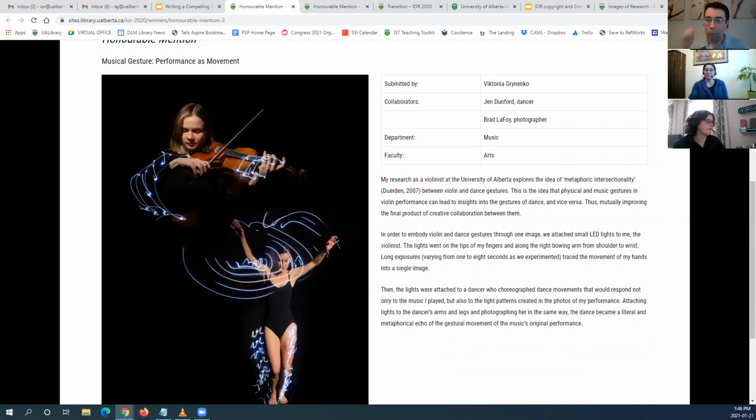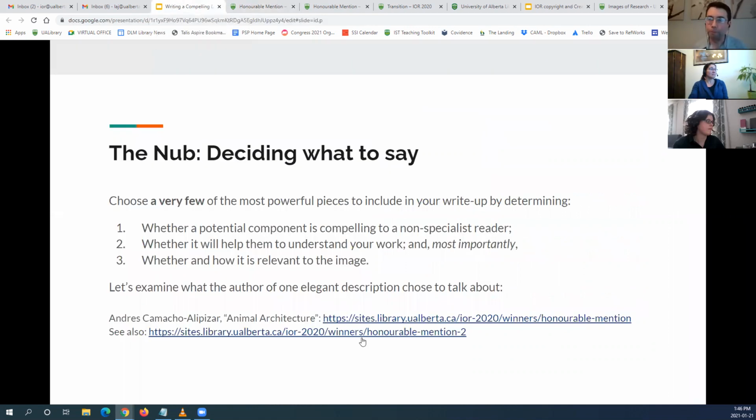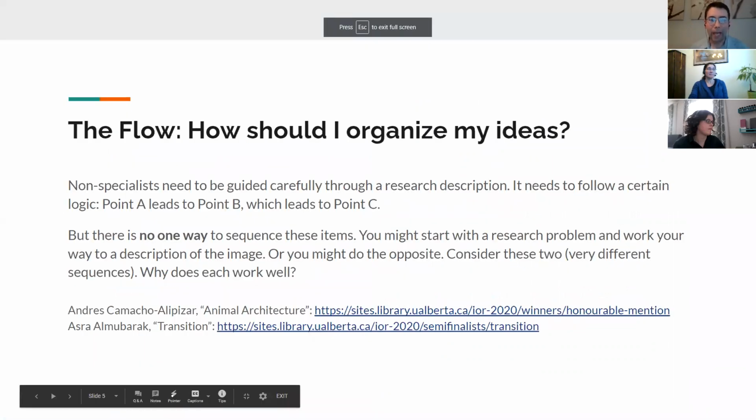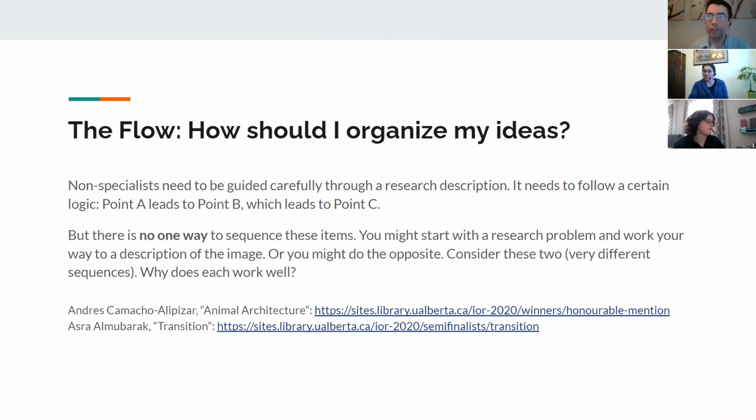Next point, organizing the content, the flow. How should I organize my ideas? I talked about animal architecture, our first example, and I suggested that it's a very good set of contents. As we read through it, you could also sense that there was a good flow. Point A led effectively to point B, which logically and fluidly connected to point C. There wasn't any jumping back and forth. It didn't feel redundant.